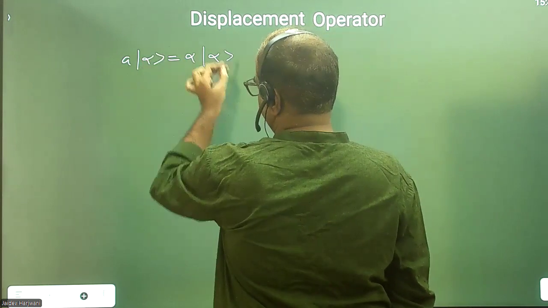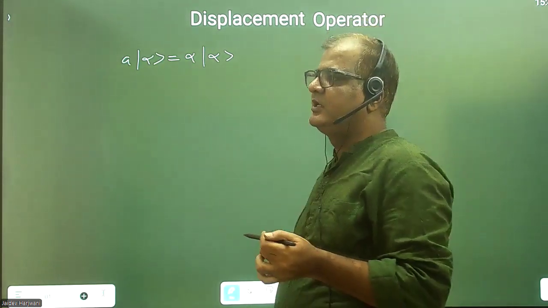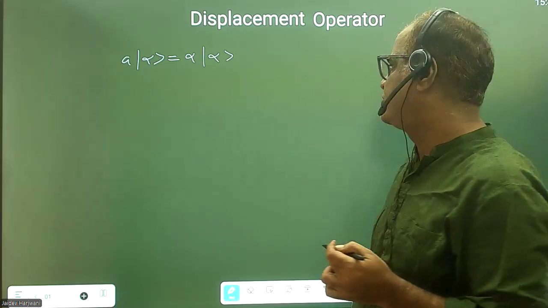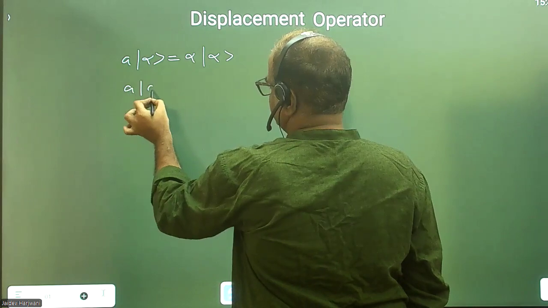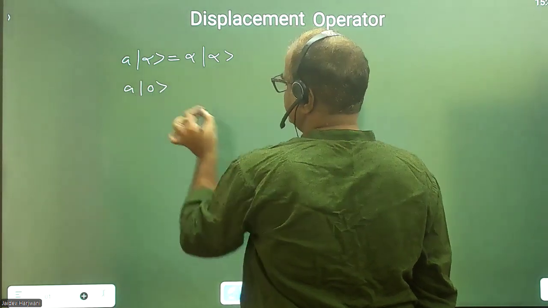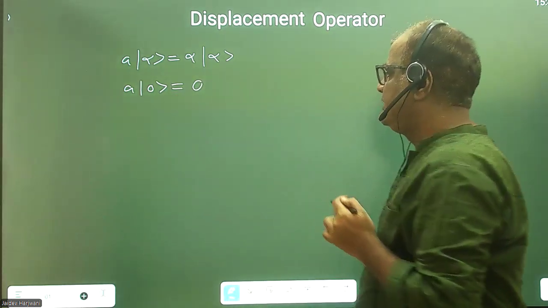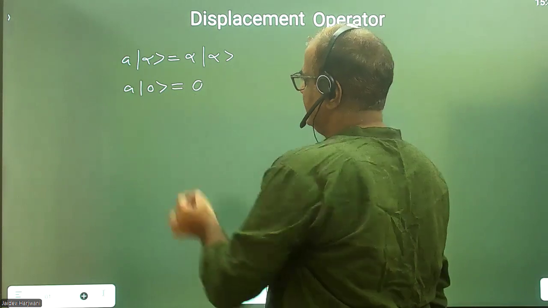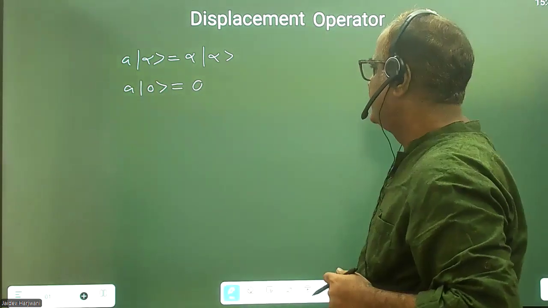Now coherent states are special states. They form the basis for continuous variable quantum information. Now, if I operate on the zero state, which is also called the vacuum state, this gives me zero. So these are trivial eigenstates with a zero eigenvalue for the annihilation operator.